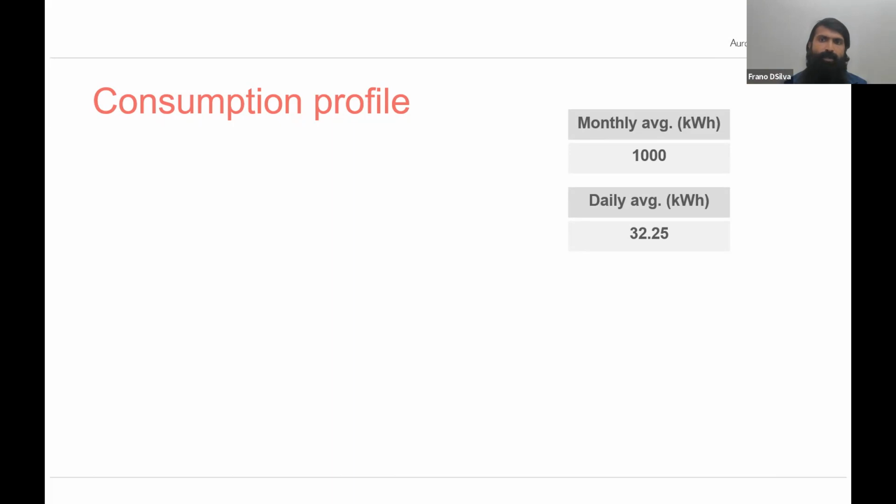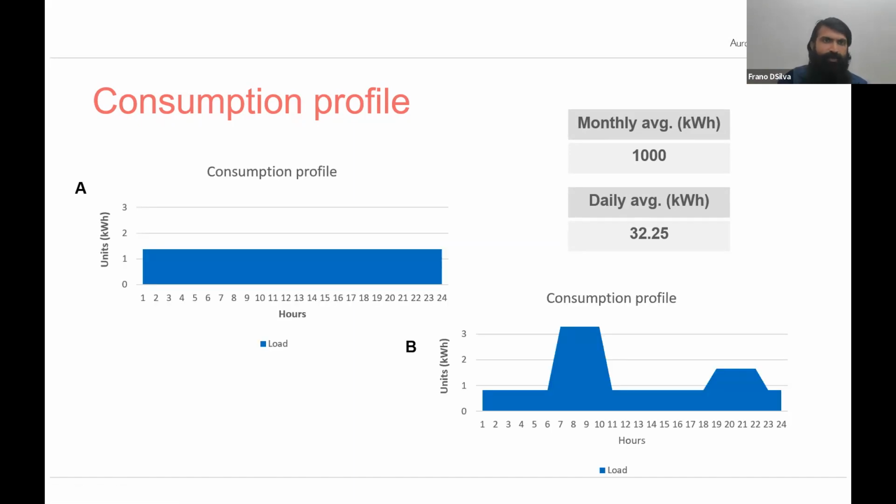At this point, I would like to ask the participants a question through a poll in the Zoom feature. Out of the two consumption profiles, profile A and profile B, which consumption profile is a close approximation for a domestic consumer? Is option A a better representative of a domestic consumer, or is option B a better representative? Please give your answers in the poll during the session.